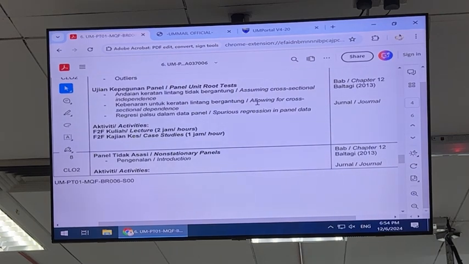You need to know how to read the EViews output, whether a result is significant or not significant, either based on the p-value or based on the critical value. Also, you have to know which test is used to test which hypothesis. If the question asks you to write down the hypothesis, please write it clearly.